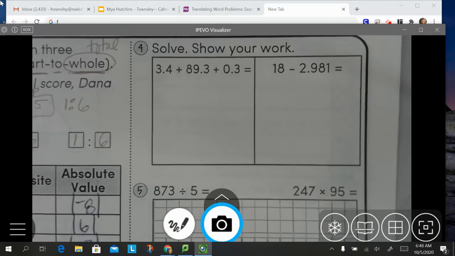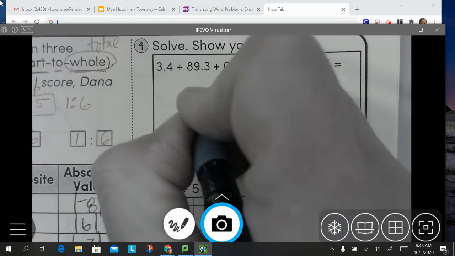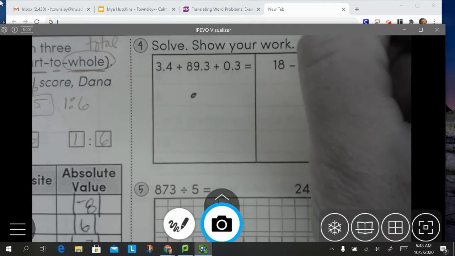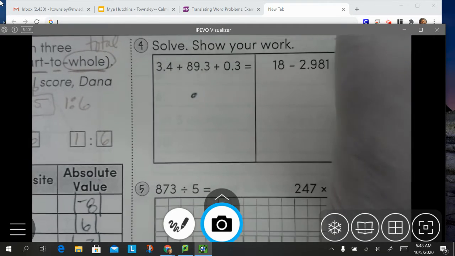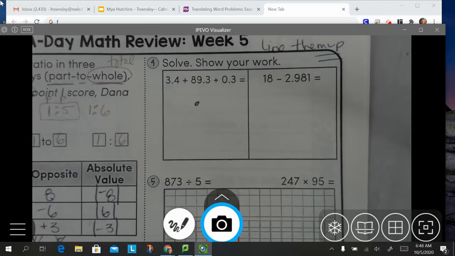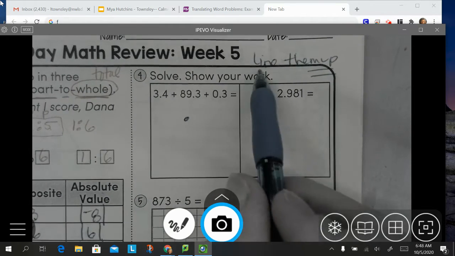All right, number 4. It looks like we have some decimals. Now remember, when you add and subtract decimals, you want to make sure that you line them up. Line them up. Okay? Very, very important.